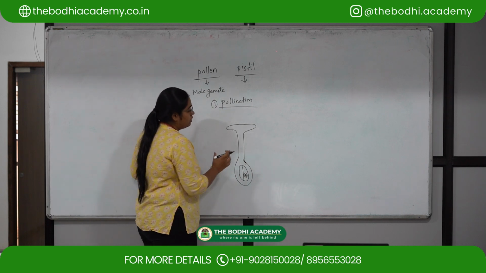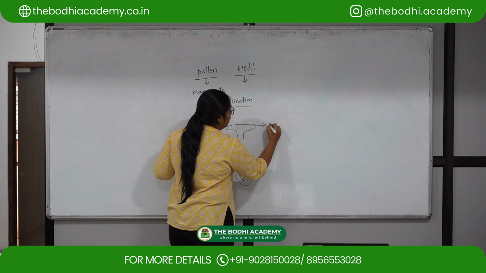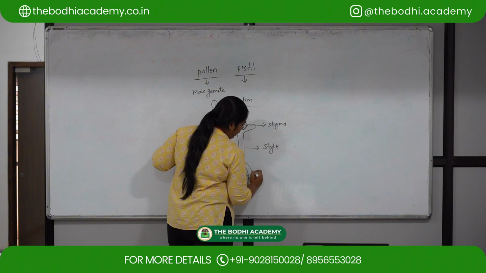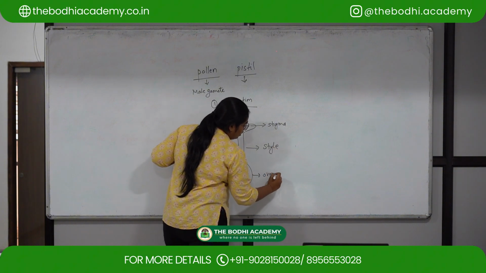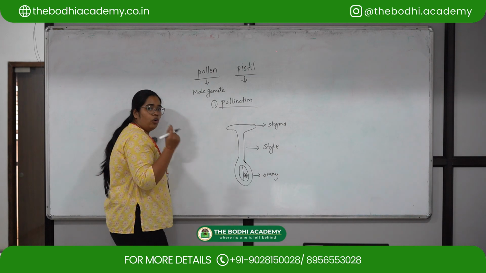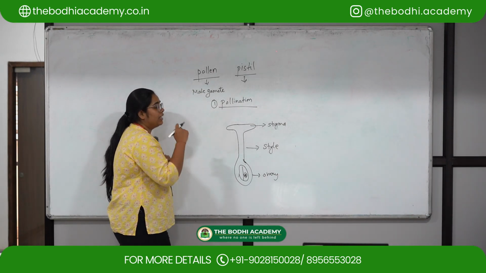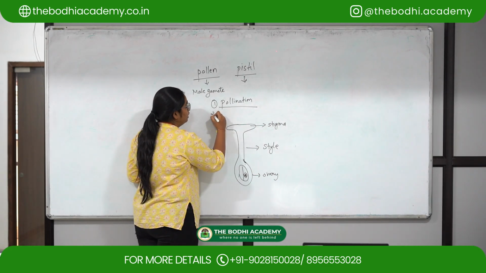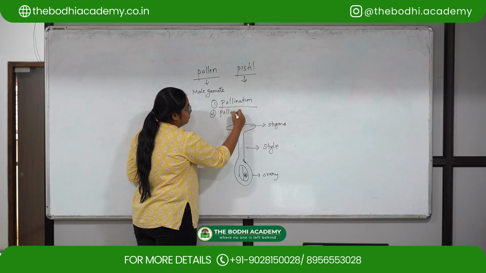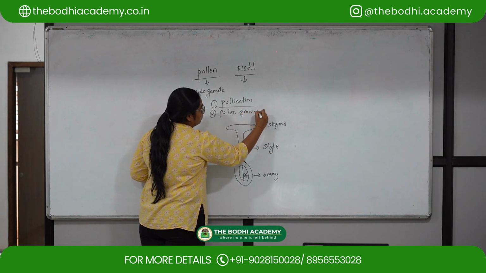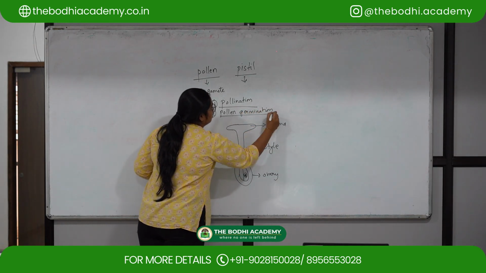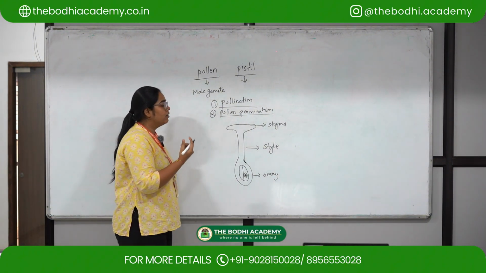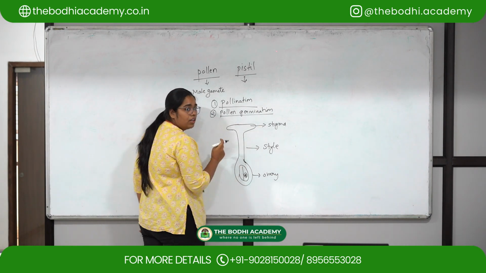Okay, so this is the pistil of a flower, wherein this is the stigma, style, and the ovary. Inside the ovary, there are ovules, which will be fertilized by the pollen grain. After pollination, what happens is pollen germination. So the pollen grain is a male reproductive part. It is a male gamete which settles on the stigma of the flower.